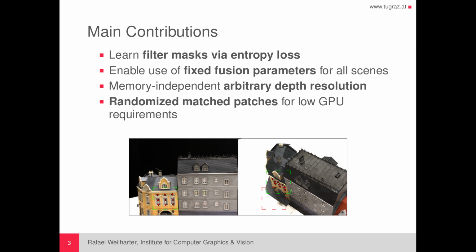To tackle the problem of high GPU requirements, we implemented an adjustable interval parameter which scales the network's depth resolution independently of memory. Furthermore, we introduce randomized matched patches for the training phase. This allows us to use the full resolution of any available dataset without removing information by resizing images. We can see this approach depicted in the image here.